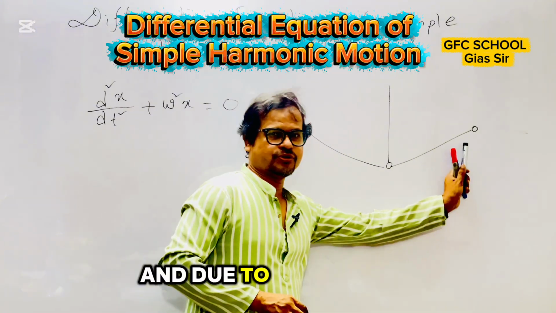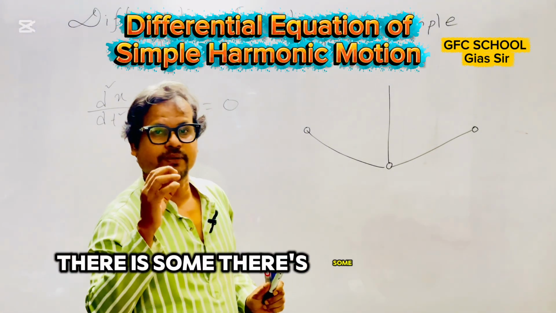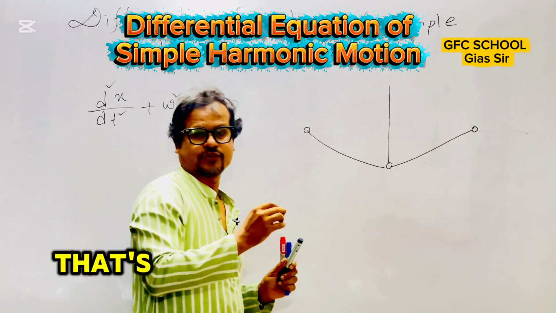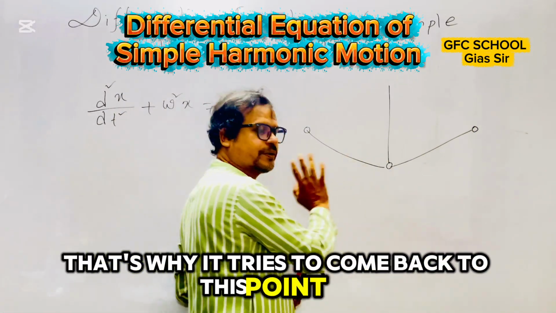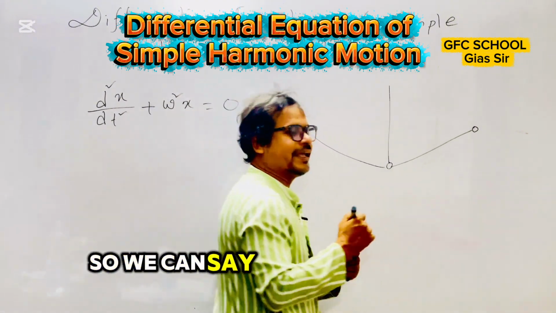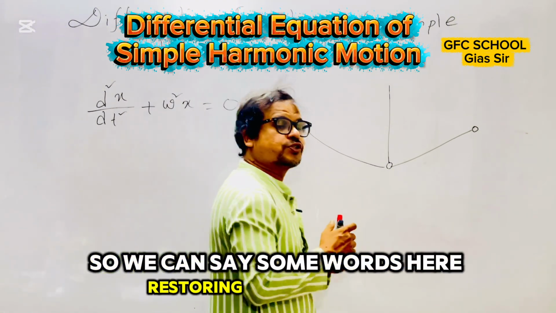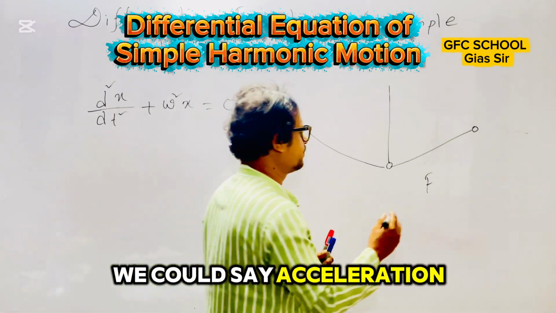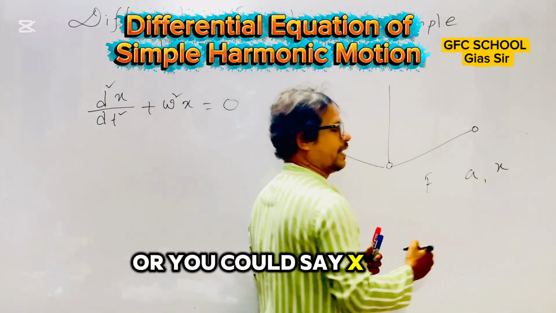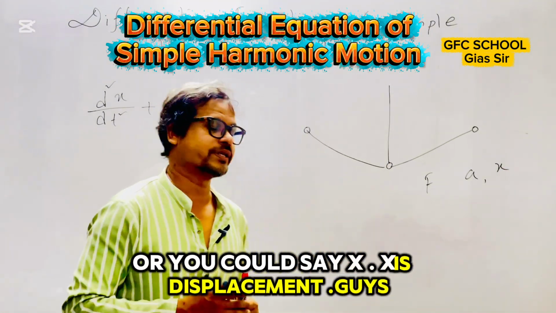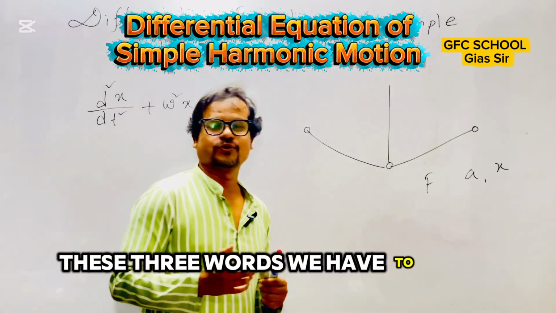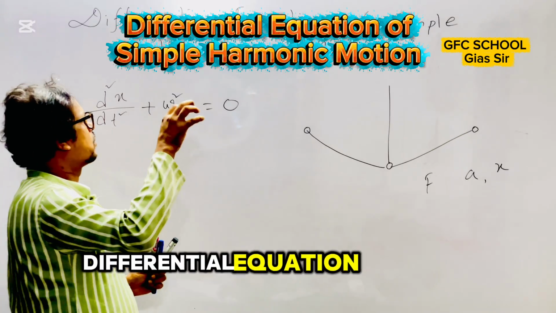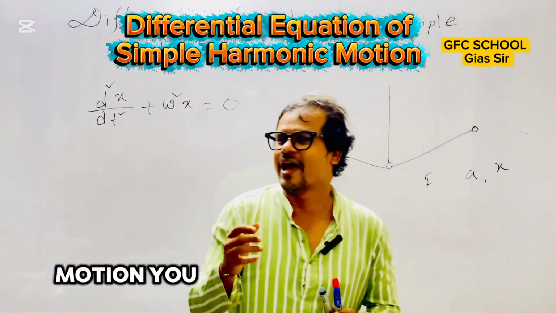Okay, and due to this motion there is some condition. Since this ball has gone to this point, that's why it tries to come back to this point. So we can say some words here: restoring force, acceleration, and displacement. Guys, these three words we have to know. Anyway, through this we may understand the differential equation of simple harmonic motion.